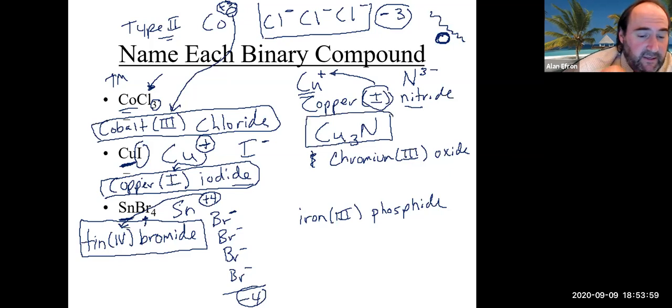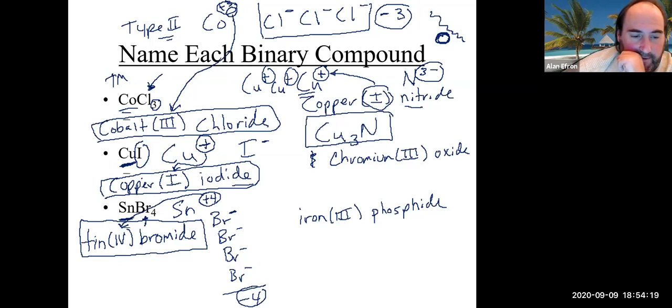And that would give us Cu3N. What that means is I have not 1 of those, but 3 of those. +1, +2, +3 balances out the -3 that's there for the nitride. Question on that one?